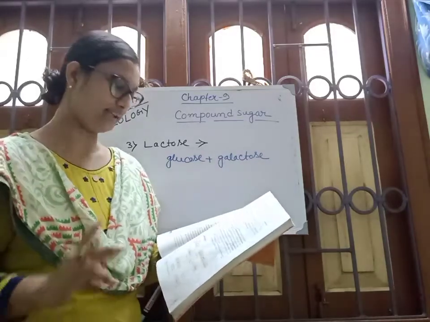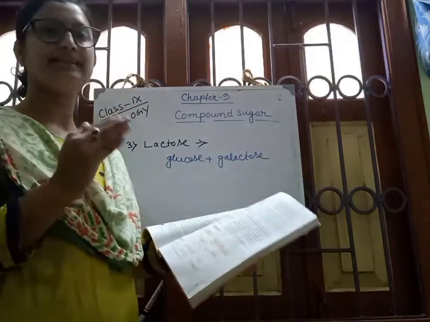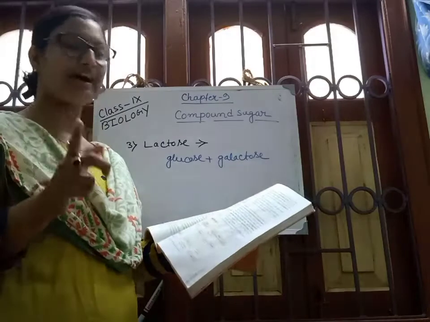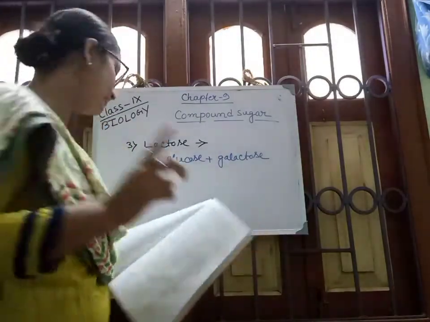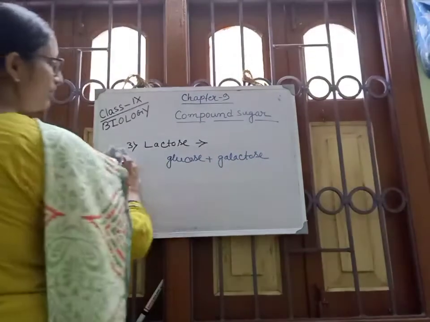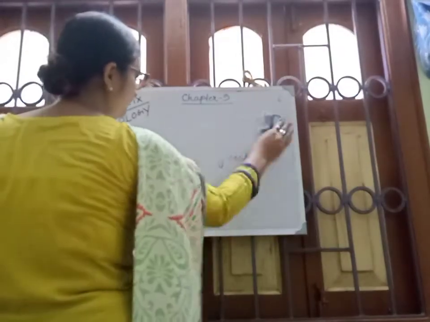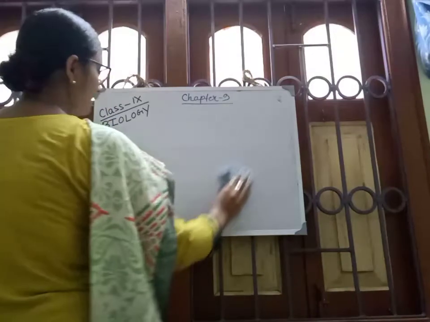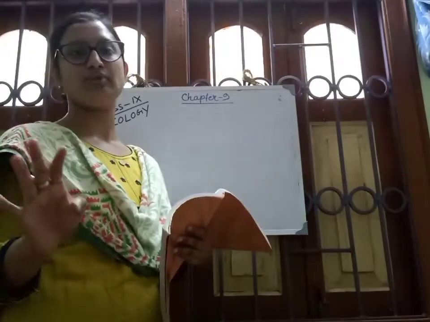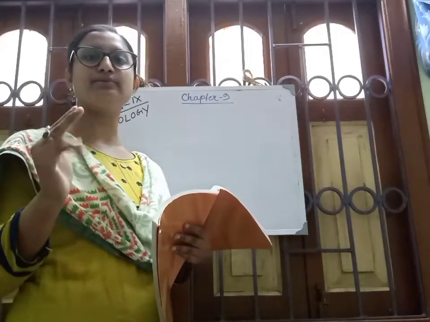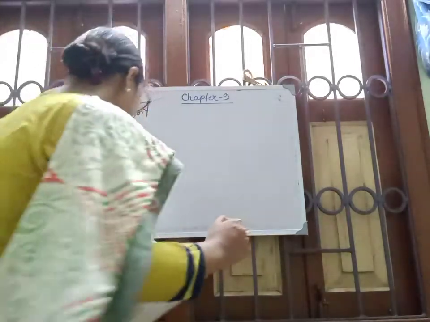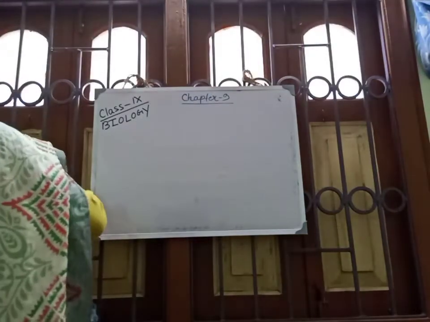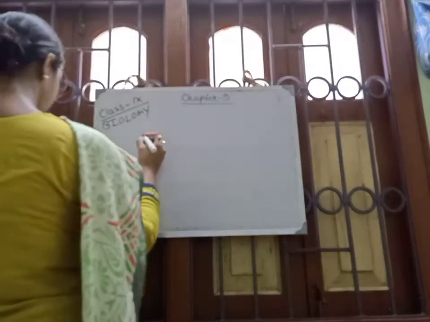The sugars are completed. Now, the carbohydrates again have three types: cellulose, starch and sugars. I have already discussed these. Sugars are carbohydrates, divided into simple sugars and compound sugars. I have discussed those. Next one, starch.